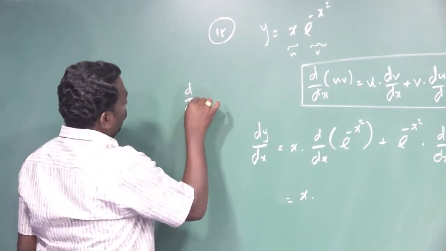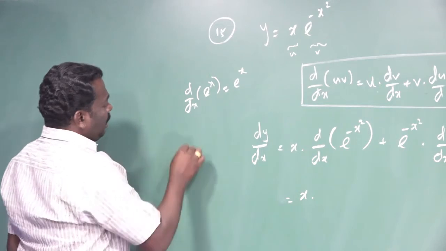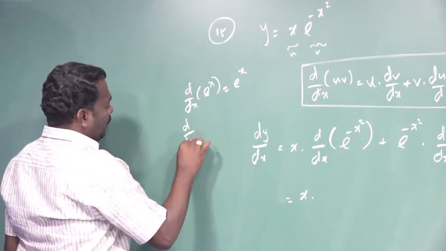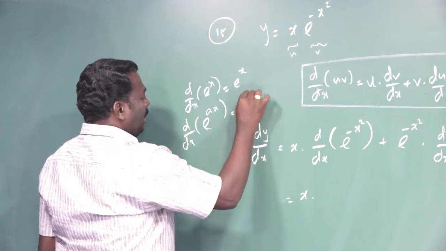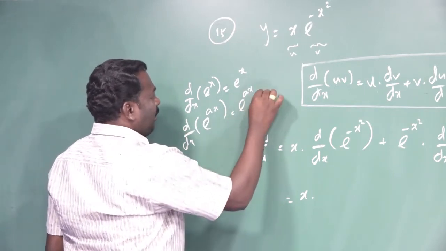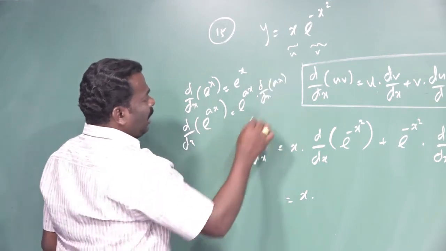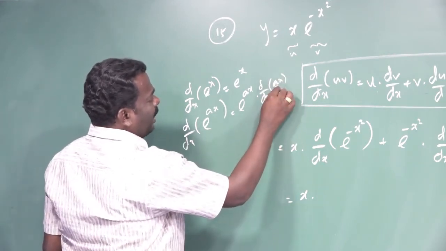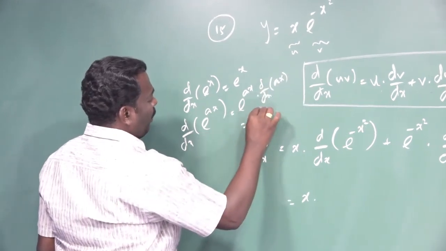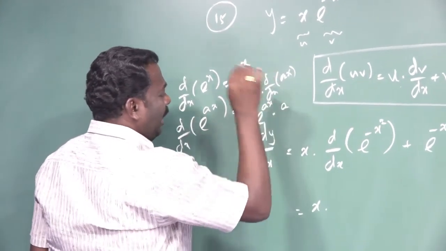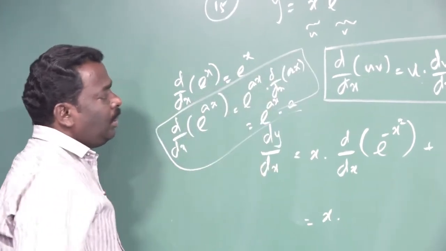Differentiating e power x with respect to x, it becomes the same, e power x. Suppose d by dx of e power ax becomes e power ax, and again we differentiate the power term ax. The differentiation of ax becomes a, the coefficient term, since x differentiated with respect to x is 1. So that is e power ax into a. We apply this formula here.